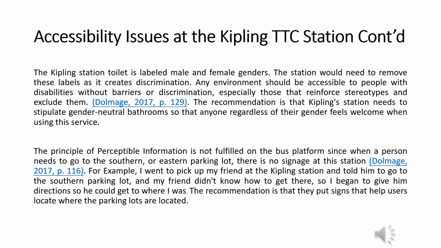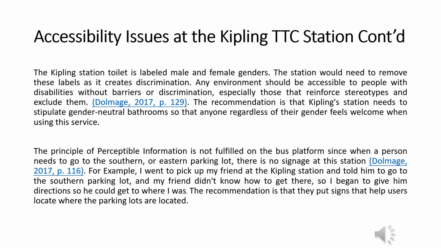Accessibility issues at the Kipling TTC station continue. The Kipling station toilet is labeled male and female genders. The station will need to remove this label as it creates discrimination. Any environment should be accessible to people with disabilities without barrier or discrimination, especially those that reinforce stereotypes and exclude them. Dolmach 2017 P121. The recommendation is that Kipling station needs to stipulate a gender-neutral bathroom so that everyone, regardless of their gender, feels welcome when using this service.